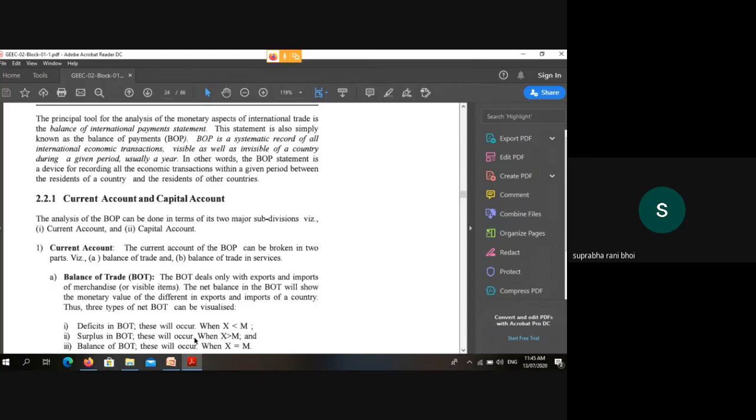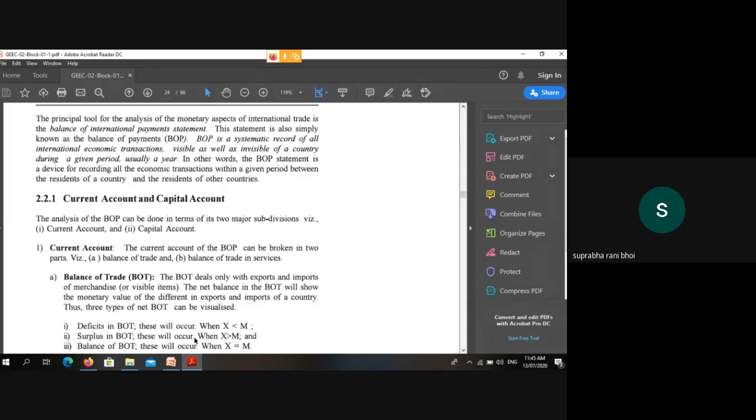Balance of payment means a systematic record of all economic transactions. I must explain here that the economic transactions, that is, the economic activities we do, are visible and invisible. Visible means what is seen, invisible means what is not seen.